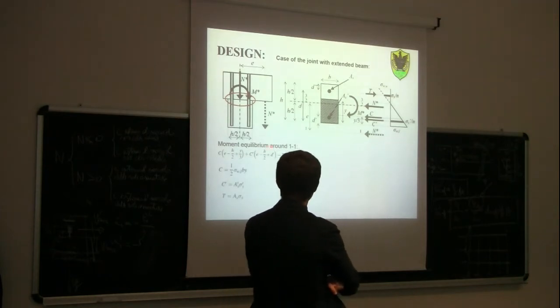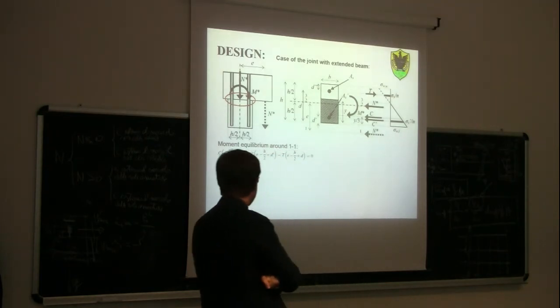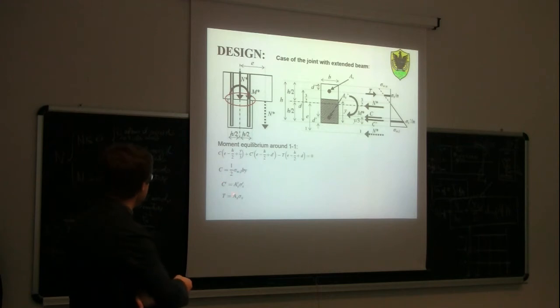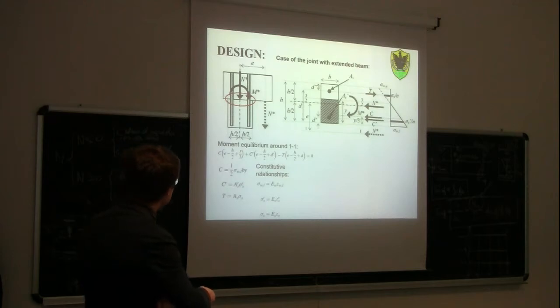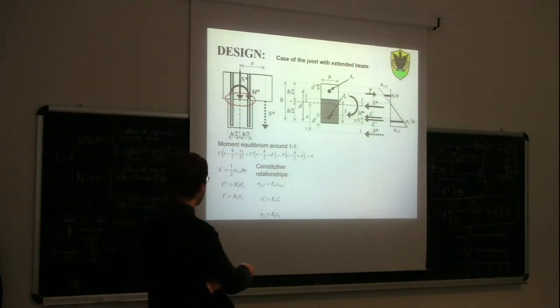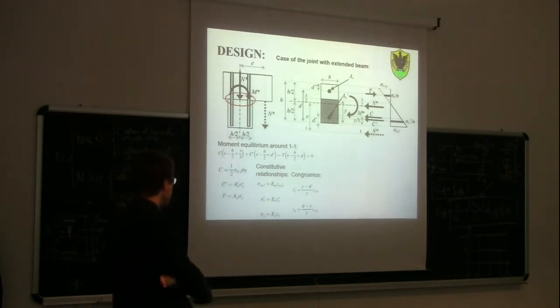Then again, we replace C' and T with these relationships. So C is 1/2 of the stress in the wood times b, the breadth of the beam, times y. Then again, we consider the constitutive relationships and the same congruence equation as last time. If we replace epsilon s' and epsilon s in this constitutive relationship, and then these stresses into this other equation, then C' and T into this other equation, in the end we get this equation you can find here.